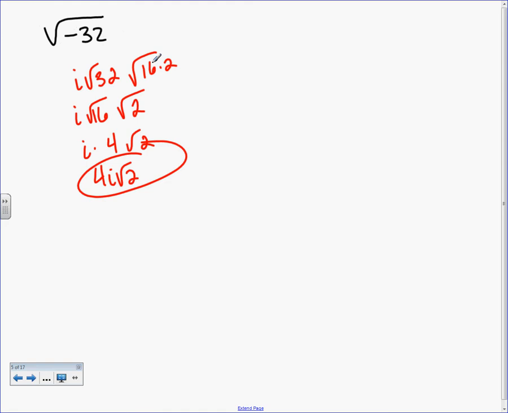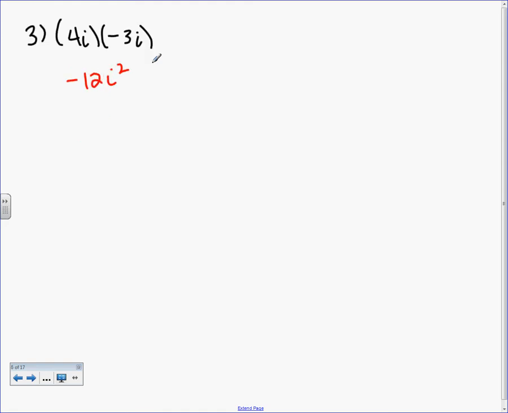Is that okay? Okay. Am I allowed to have anything higher than i to the 1? No. What is i squared? Because you're going to memorize it because it's easy. -1. Two negatives make a positive. Our answer is 12. Done. Anybody confused? Okay.